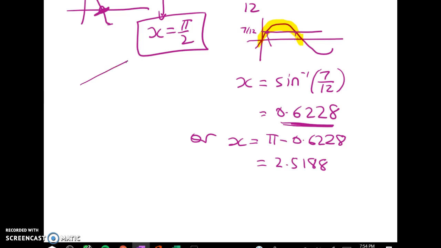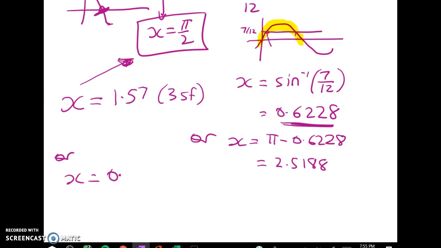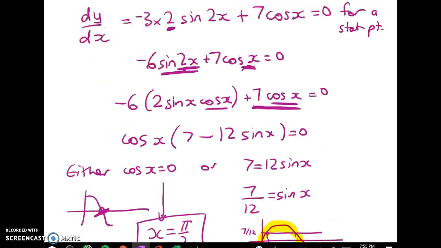This one, I'm sure we can leave that as pi on 2. It pains me to do this, but I'm going to write this to 3 significant figures, and I get x equals 1.57 to 3sf, or x is equal to 0.622, or x is equal to 2.52. Now that's all we're asked to do in that question, so that's the 7 marks.